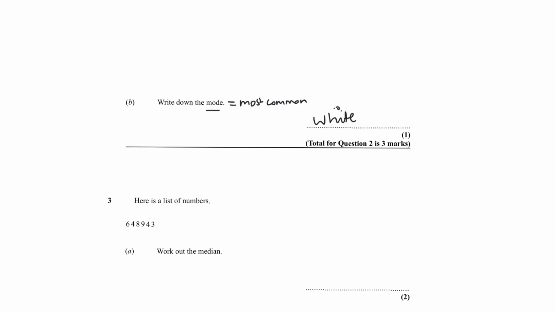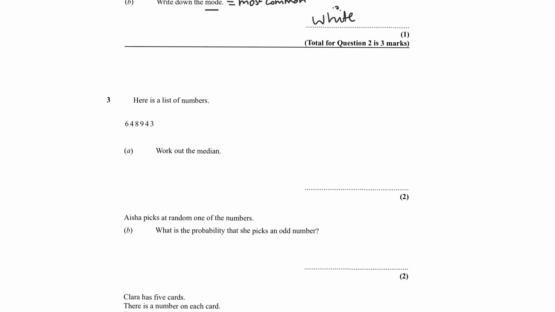Okay, going on to question 3, I'm just going to write the numbers out properly. It says work out the median. We know median is the middle value, but only when the numbers are written in order, from smallest to largest. So we're going to rewrite this in order: 3, 4, 4, 6, 8, 9. Let me double check I have 6 numbers, which I do, and I've got everything written down correctly.